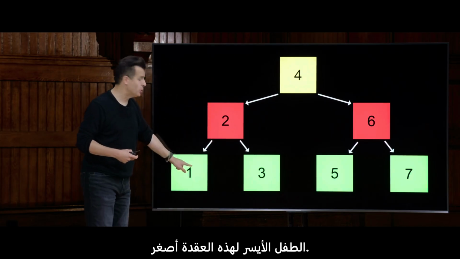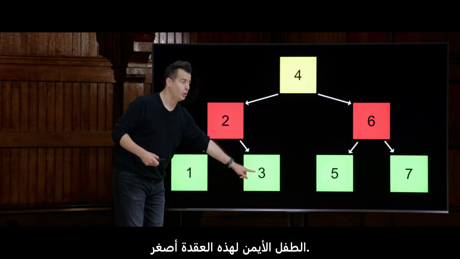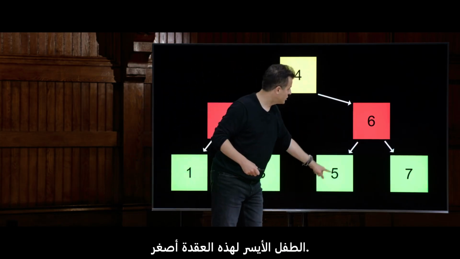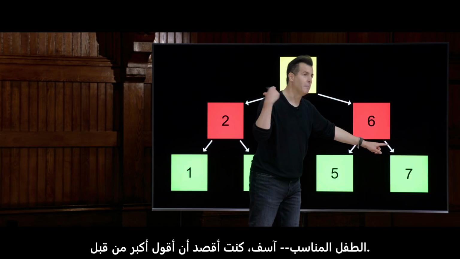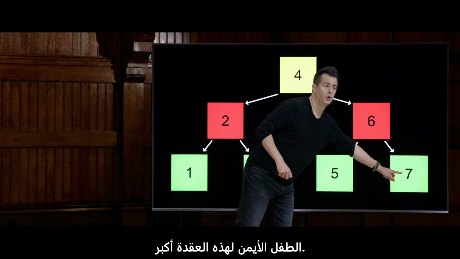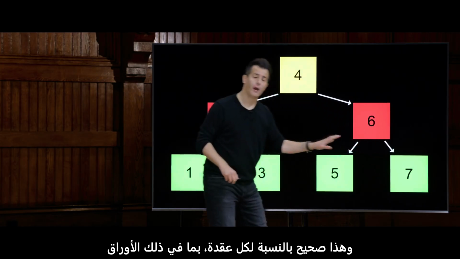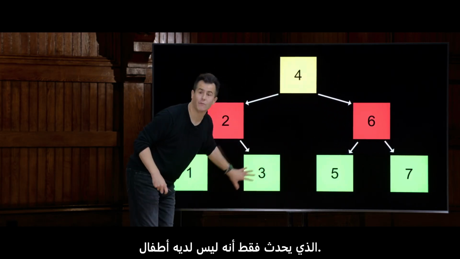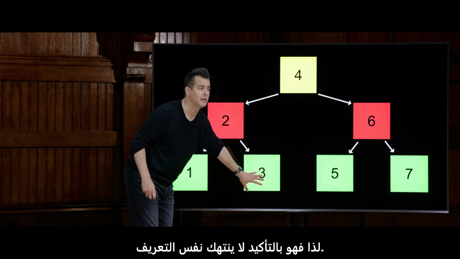The left child of this node is smaller. The right child of this node is smaller. The left child of this node is smaller. The right child, sorry, meant to say larger before. The left child of this node is smaller. The right child of this node is larger. So that is true for every node, including the leaves that just happen to have no children. So it certainly doesn't violate that same definition.